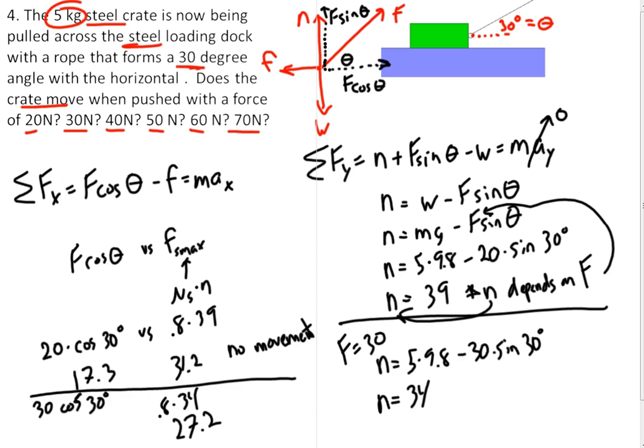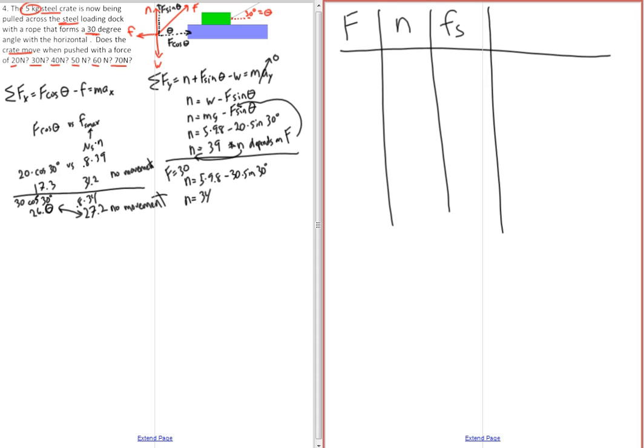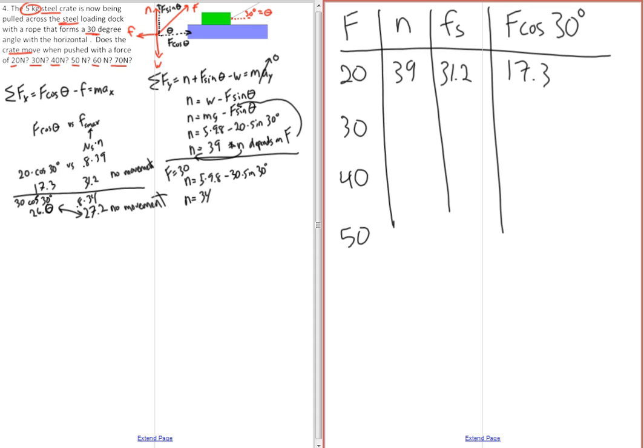If I compare that with the 30 cosine 30, notice 30 instead of 20, I end up with 26.0. So unfortunately, 26.0 versus 27.2, still no movement. Okay? So at this point, it's really probably best to make ourselves a table, just because we're going to have to check 20, 30, 40, 50, 60. And you can type the formulas into your calculator and have it table these things for you. We're not going to go all the way up to 70. You'll actually find out where it's moving well before that.